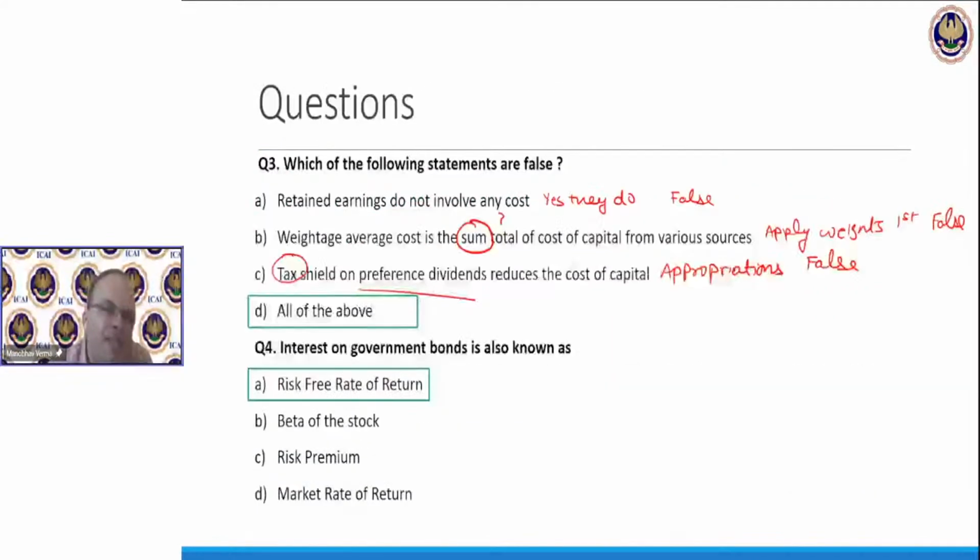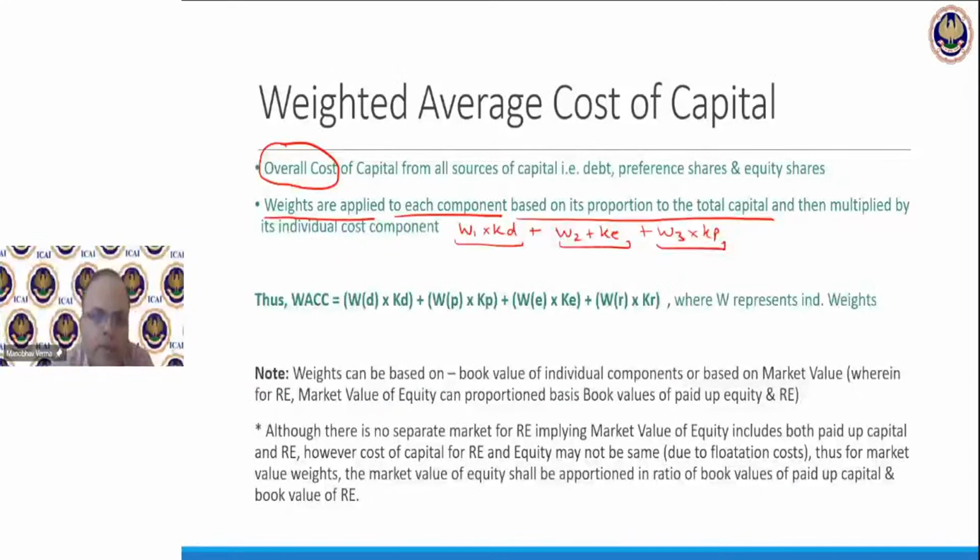Whereas in the last particular question, question number 3, there was a second option: weighted average cost is the sum total of cost of capital. No, we're not even talking about a sum total. We're talking about first applying the weights and then adding that up.